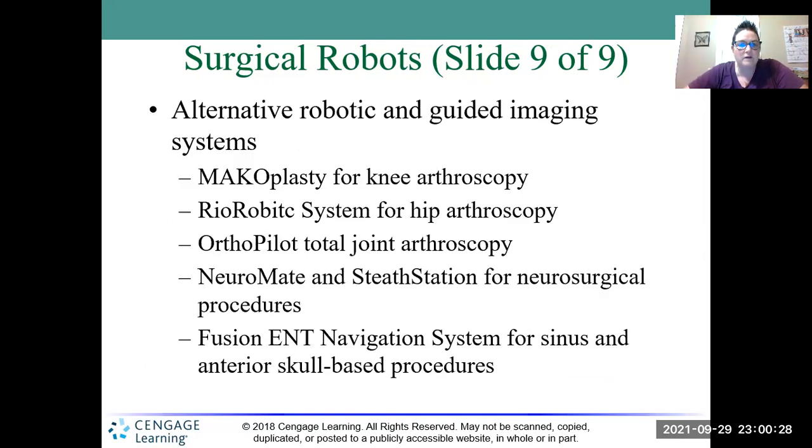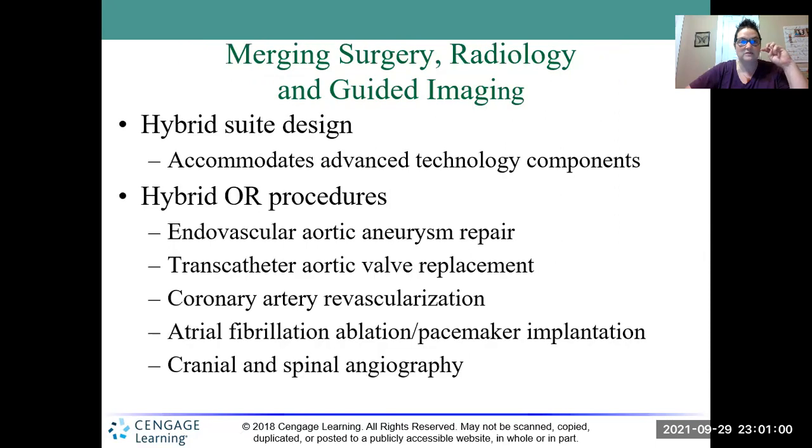Here we have different types of robotics and guided imaging systems. So the Makoplasty, this is the one that's used for knee arthroscopes. Rio Robots system for hips. Orthopilot is for like a total joint arthroscopy. And then for neurosurgery, we've got Neuromate or Stealth Station. And then sinus and anterior skull base, these are fusion ENT navigation systems. So just some different types.